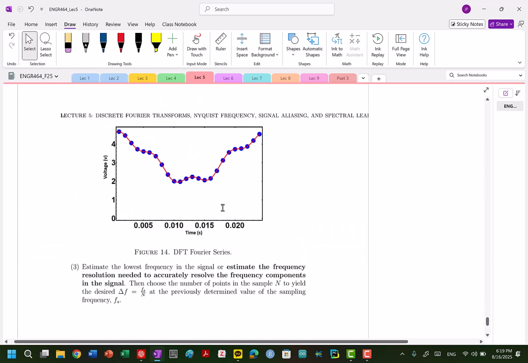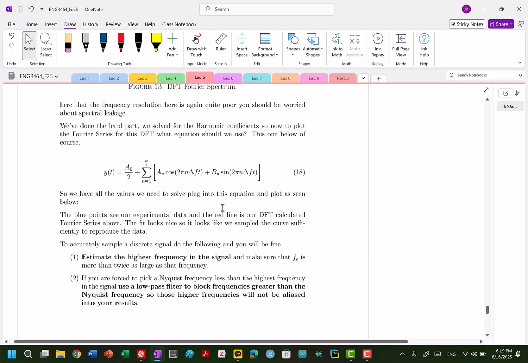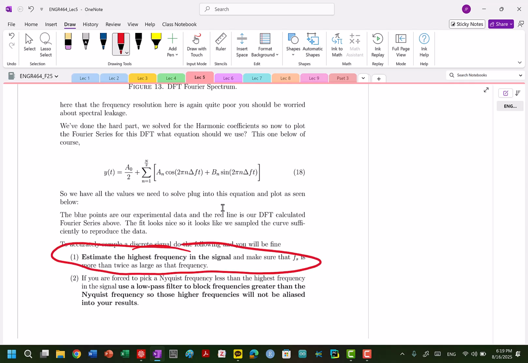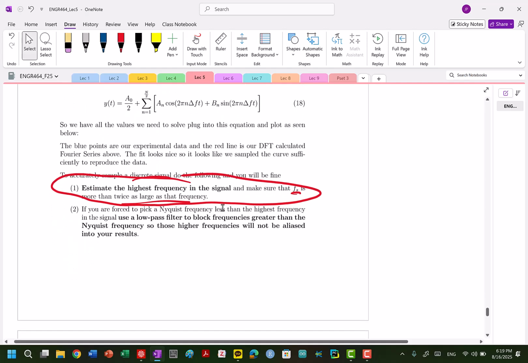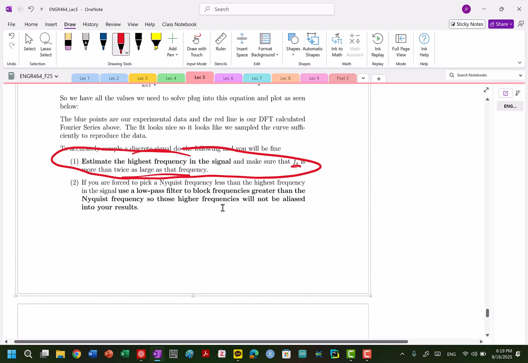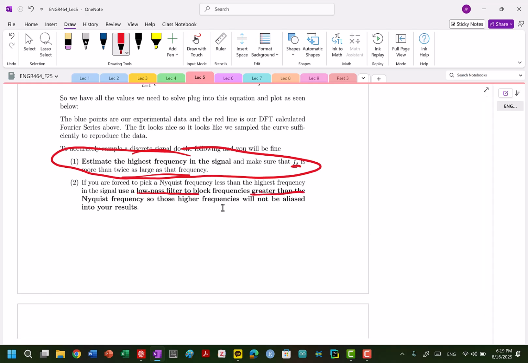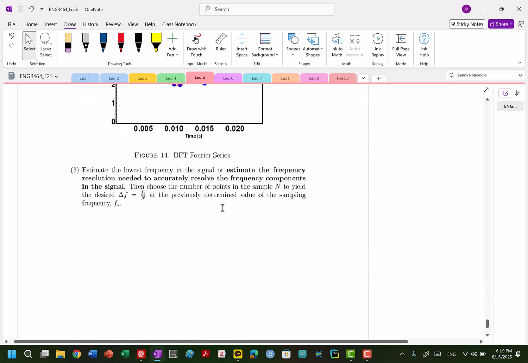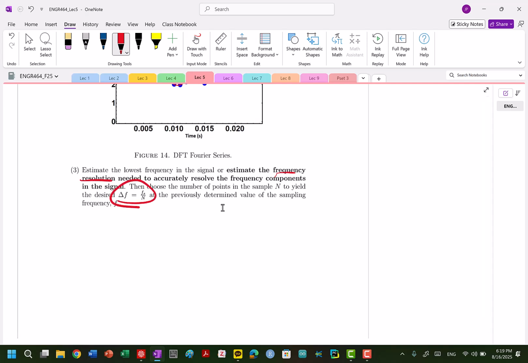So remember, and this is really important, when you're doing a discrete Fourier transform, estimate the highest frequency in your signal. Make sure that f sub s is at least twice as large as that frequency in order to make an accurate discrete Fourier transform analysis. Use a low-pass filter to block frequencies greater than the Nyquist frequency, so that those won't be aliased into your analysis. That's really important. Additionally, estimate the frequency resolution you need to make sure you don't have any signal aliasing. So essentially this, and that's it.